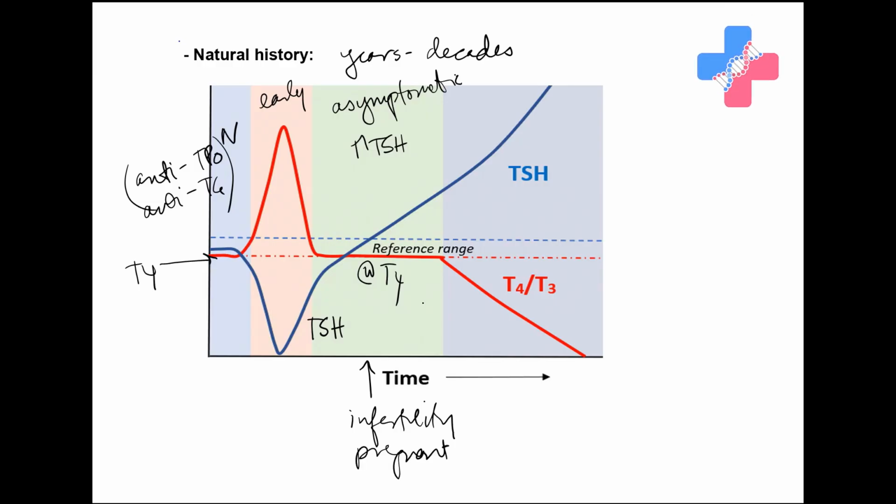But eventually, when more than 80 to 90% of the gland is destroyed, even a high TSH can't compensate by driving the remaining cells hard enough. And so one sees this marked increase in TSH, and despite that, a decrease in the T4. And these now become symptomatic patients.